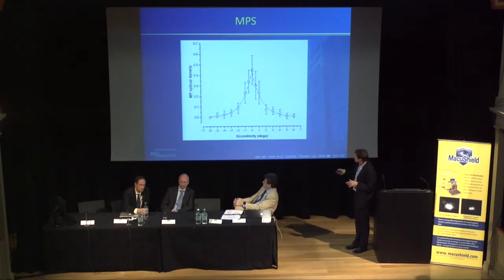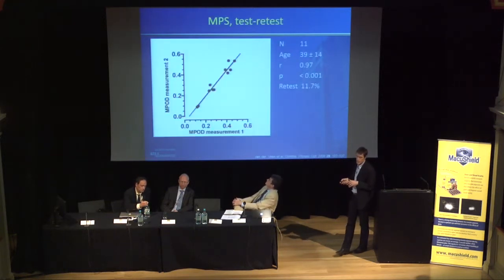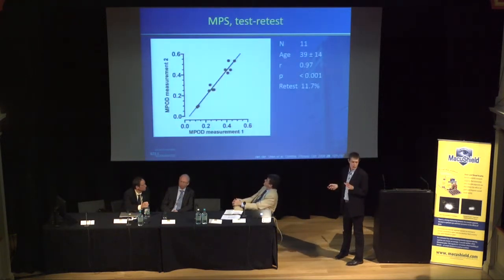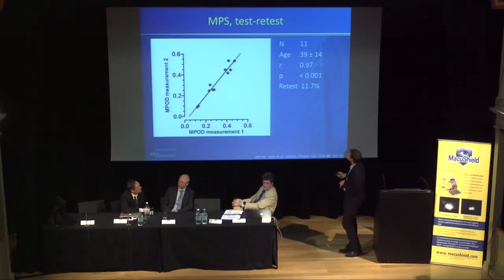This is the macular pigment optical density as measured by the MPS, as a function of eccentricity. This is a test-retest. This has been shown before by others, so I included it also. We did this some time ago, and we found an 11% difference between test and retest in a perfect correlation. This is in the Netherlands.